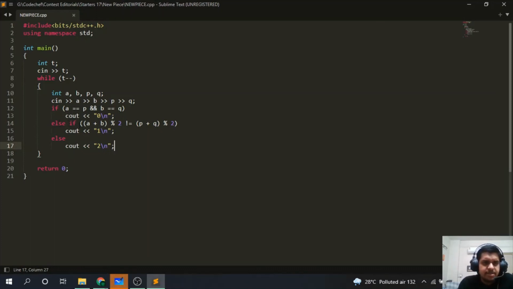Now the second case is that if (A plus B) modulo 2 is not equal to (P plus Q) modulo 2. So (A plus B) modulo 2 is basically the parity. So if they are cells of similar parity, then obviously their color will be the same. But since here we are checking not equal, they are cells of different parity, right? So if (A plus B) mod 2 is not equal to (P plus Q) mod 2, then they have different colors. That means we will require just one move to go from one cell to the other. And else, we know that they are cells of similar color. That means the number of moves will be equal to 2.